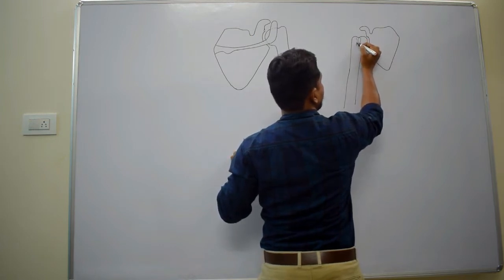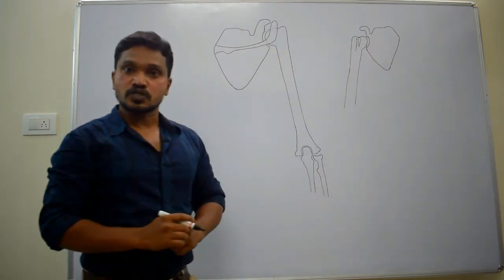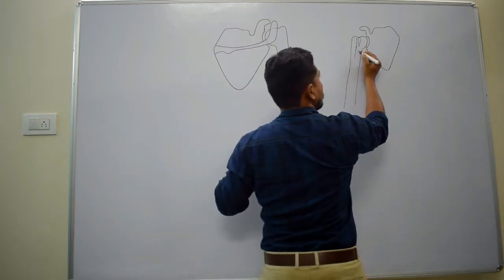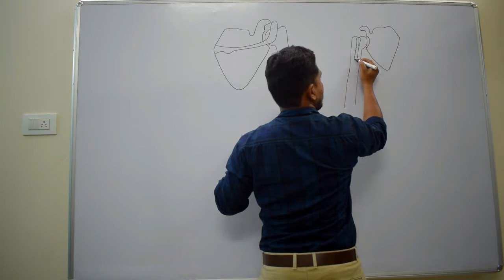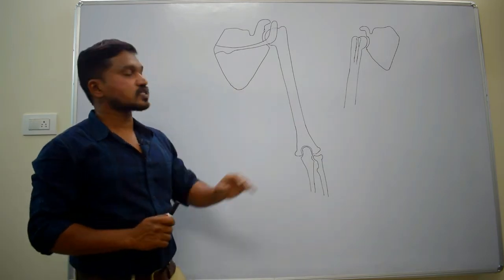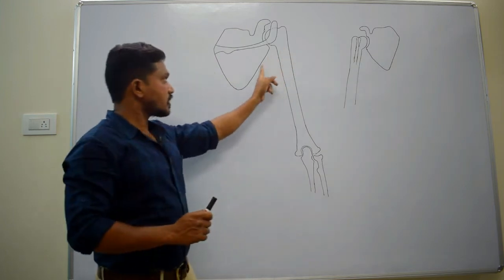In between these two, you can find one sulcus. This sulcus we call the intertubercular sulcus. The intertubercular sulcus has a lateral lip and also a medial lip. So, this is the medial lip and this is the lateral lip. Here I am drawing the medial lip and lateral lip. With these bony landmarks, we will discuss supraspinatus, infraspinatus, subscapularis, teres minor, and teres major.